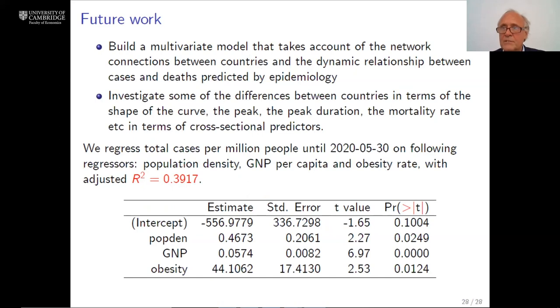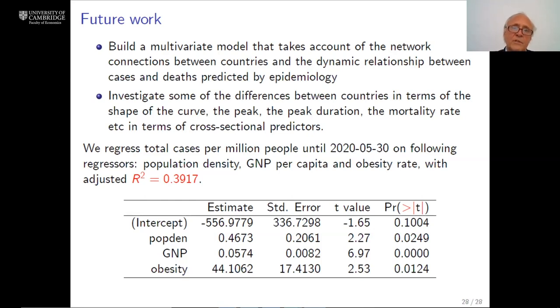So let me just talk briefly. I've basically just talked about the data. I haven't really brought in behavior and other issues, and the next speaker will bring that out. In our future work, we hope to build a multivariate model that takes account of the network connections between countries and the dynamic relationship between cases and deaths, and to investigate some of the differences between countries in terms of the shape of the curve, the peak, duration, etc.